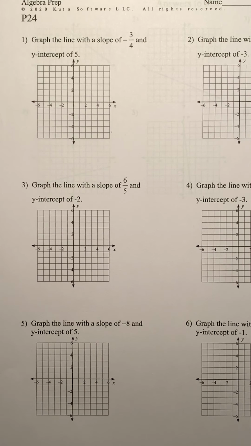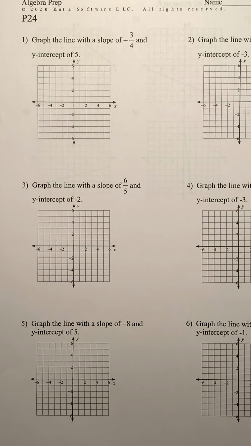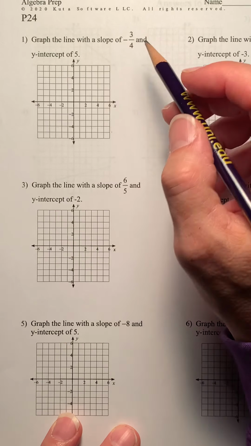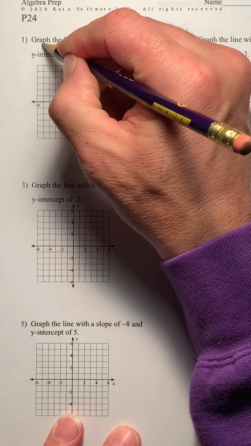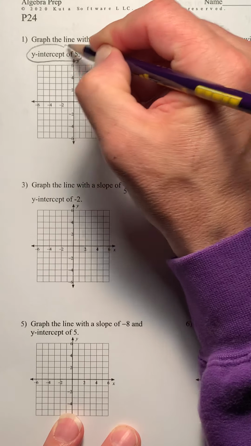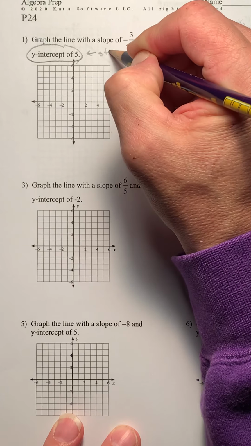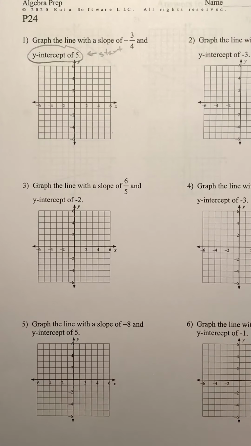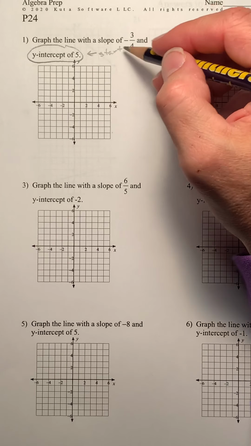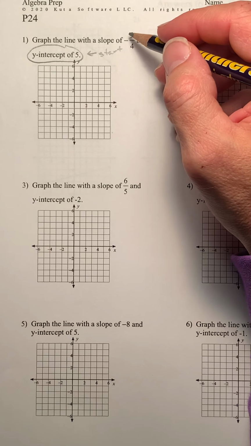We are looking at graphing our lines when we know the slope and the y-intercept. When we know those two things, the key here is that the y-intercept is our starting point. This guy is the start, and we've got to know where we're at on the graph. The slope doesn't tell us where we're at on the graph, it just tells us how to move.